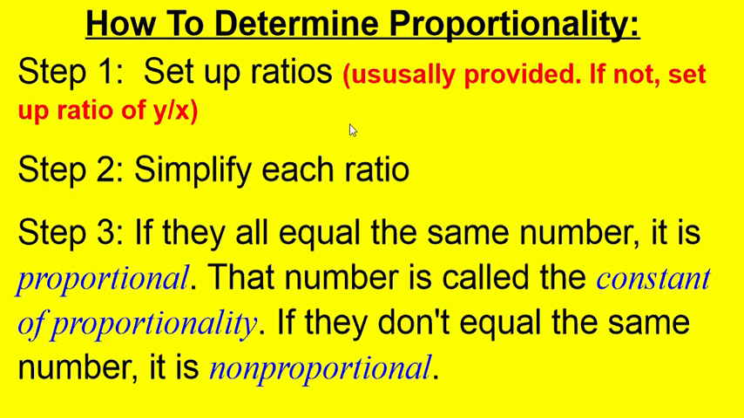You're going to simplify each ratio in step 2. Step 3, if they are all equal and the same number, it is proportional. That number is called the constant of proportionality. If they don't equal the same number, it's non-proportional.